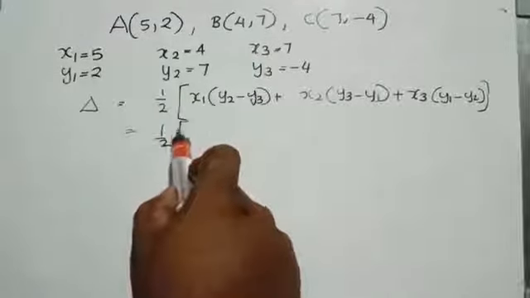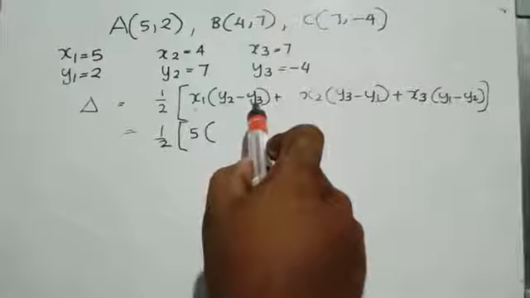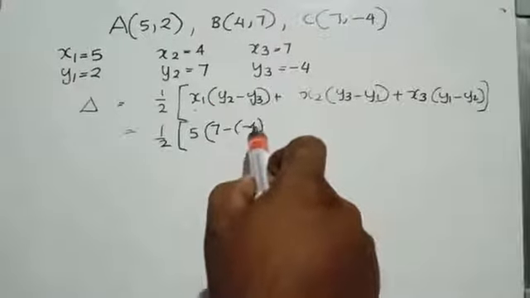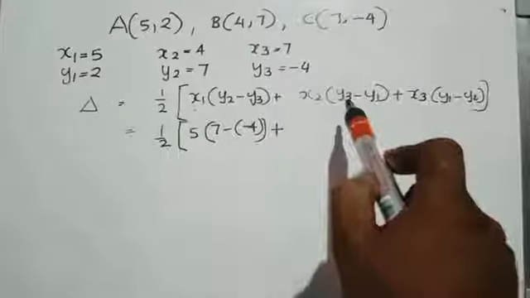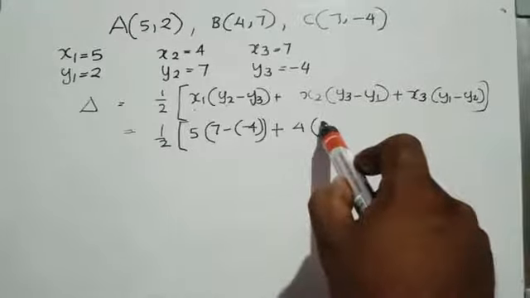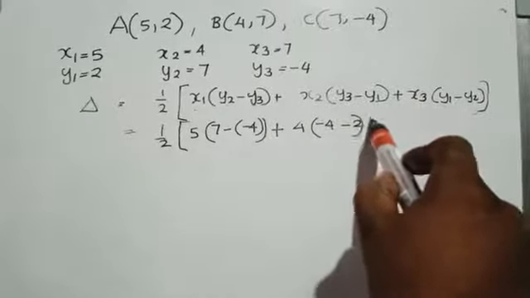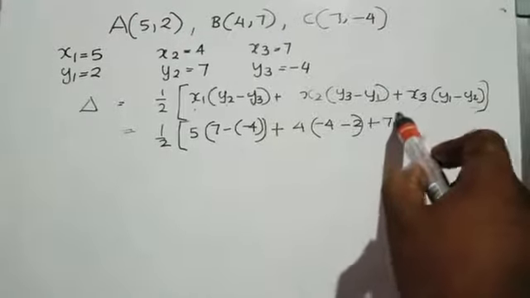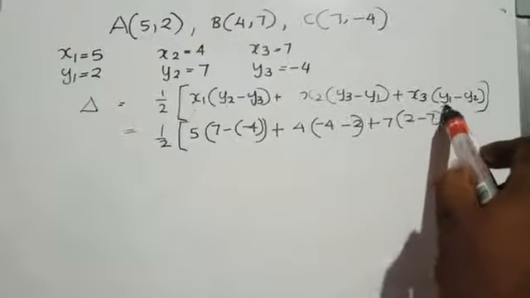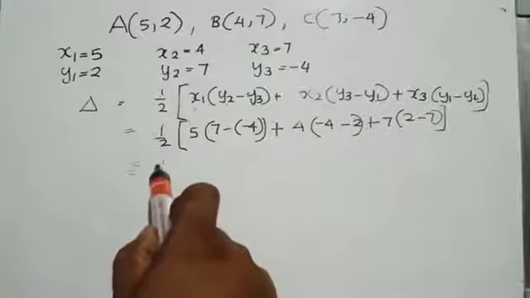Replace the values carefully. We get that's equal to half, x1 is 5 of y2 minus y3, that is 7 minus 4, plus x2, 4 of y3 minus y1 is minus 4 minus 2, plus x3, that is 7 into y1 minus y2, 2 minus 7. So replacing is over. Now the basic calculations you have to do.